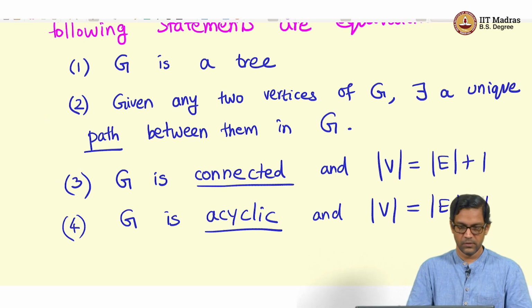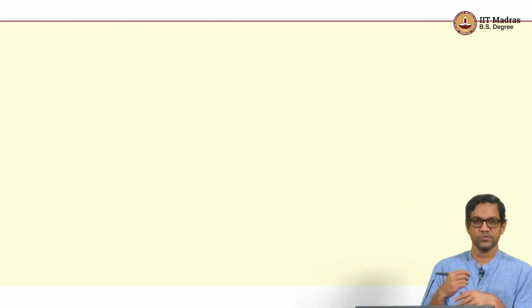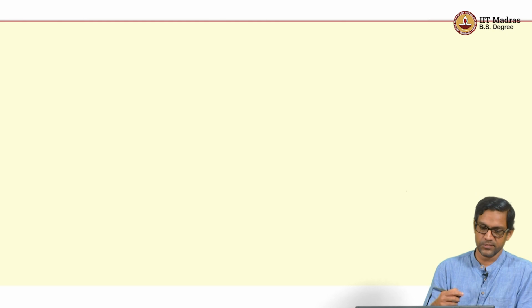Okay, so let's see how we would prove this statement. Before we prove this theorem, let's prove some intermediate lemmas, which are all interesting in their own right. So here's a little statement about graphs.